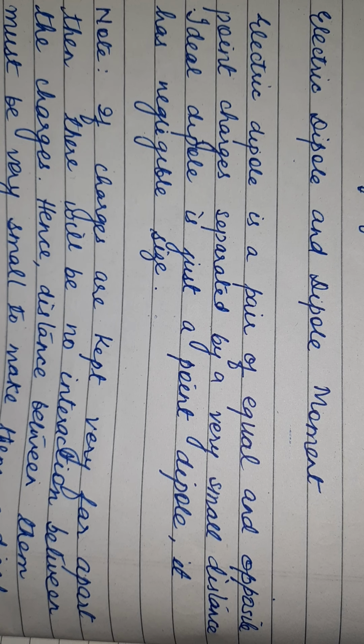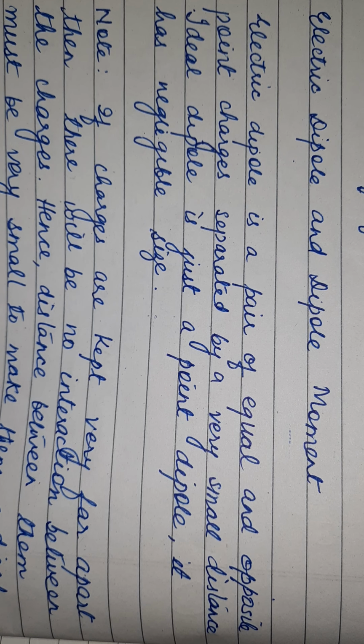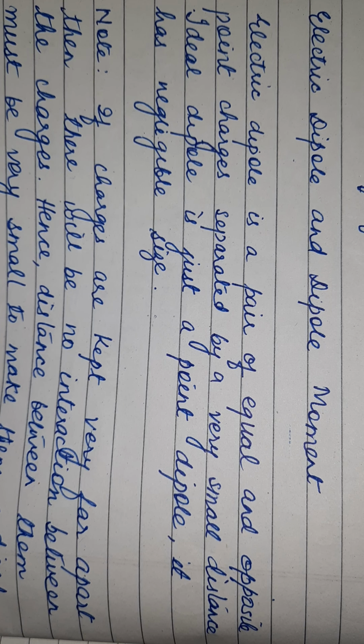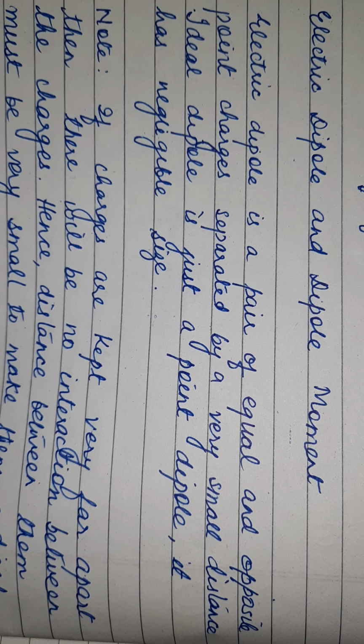Next we will study electric dipole and dipole moment. So what is an electric dipole? Dipole means two poles. An electric dipole is a pair of equal and opposite point charges which are separated by a very small distance. It is known as an electric dipole. An ideal electric dipole is just a point dipole. It has negligible size, right?